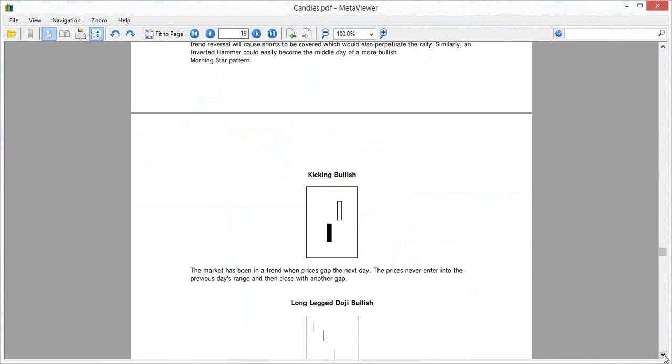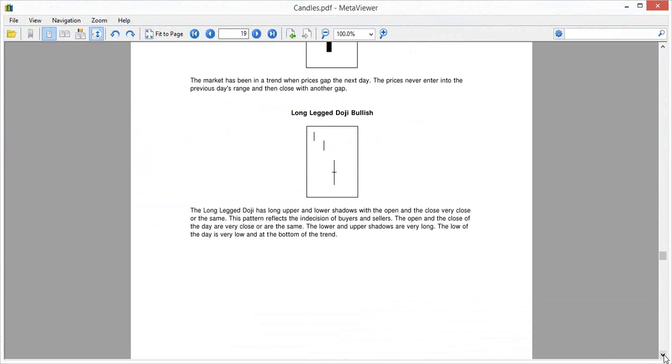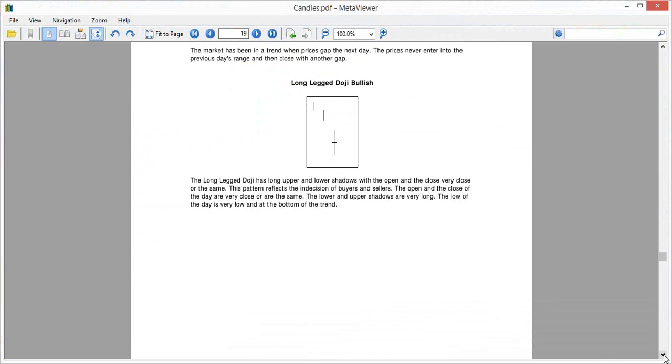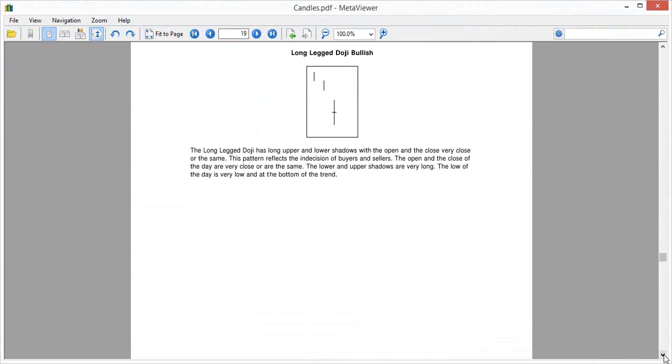Back to our long-legged doji bullish. The long-legged doji has long upper and lower shadows with the open and the close very close or the same. This pattern reflects the indecision of the buyers and sellers. The open and the close of the day are very close or are the same. The lower and upper shadows are very long. The low of the day is very low at the bottom of the trend. So that's a long-legged doji.